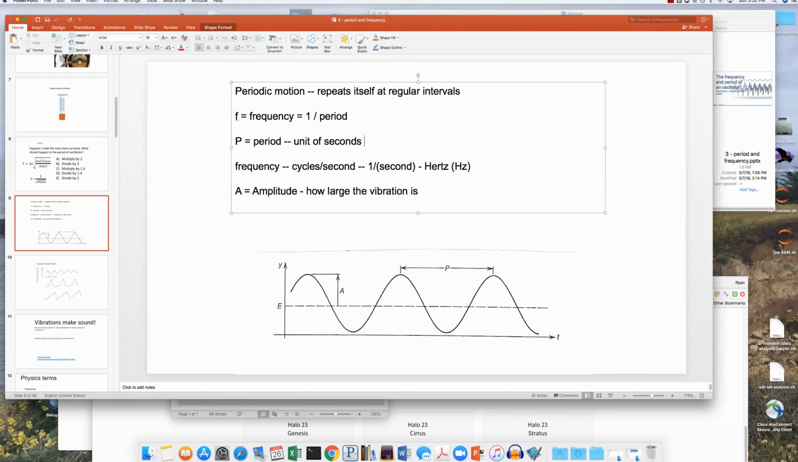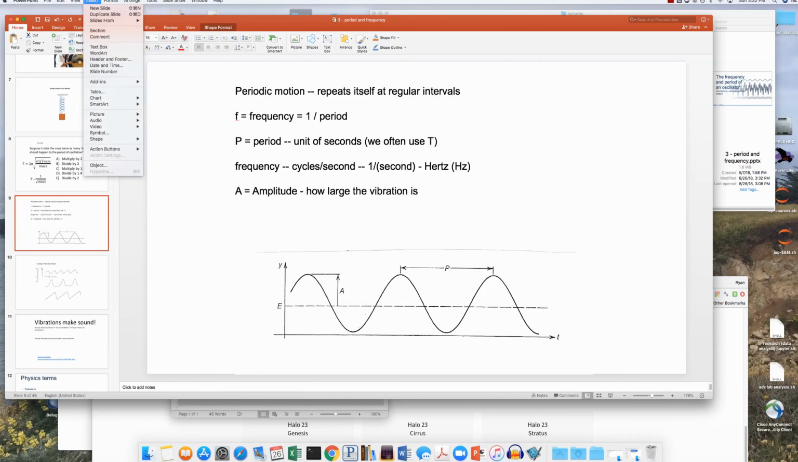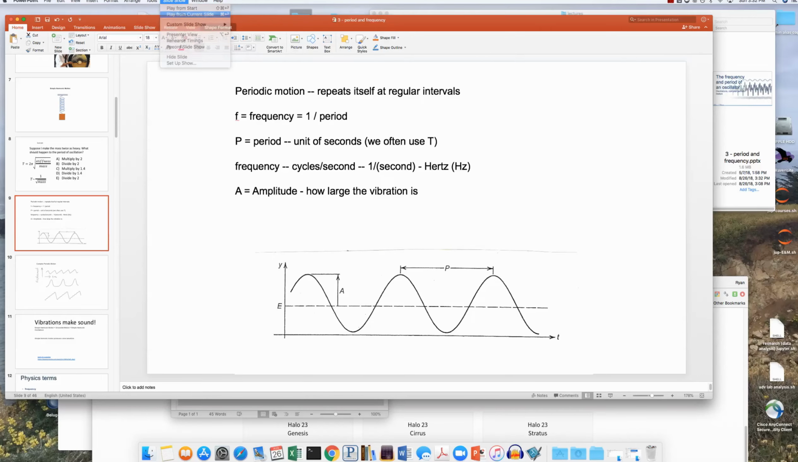Maybe I'll write here that we often use T for period, but sometimes you'll see it written as P. So I'd like you to be flexible around that, but know that the period means the amount of time that it takes to complete a full oscillation.